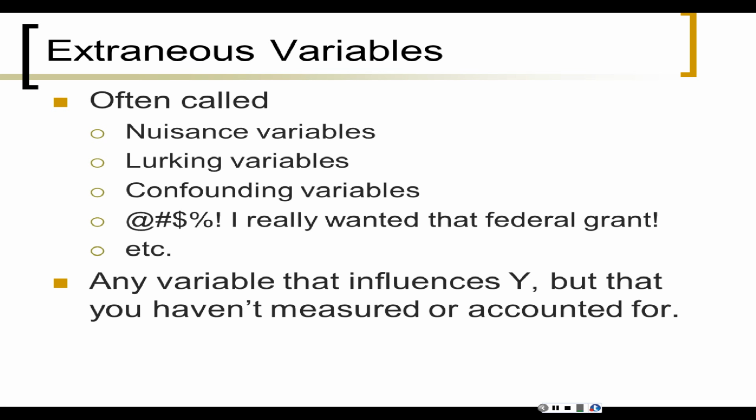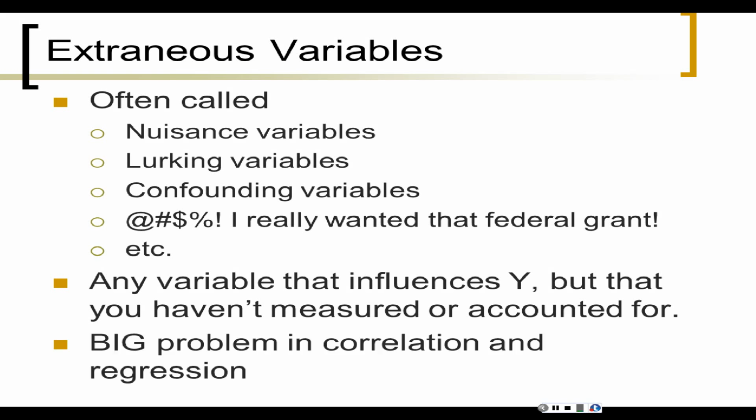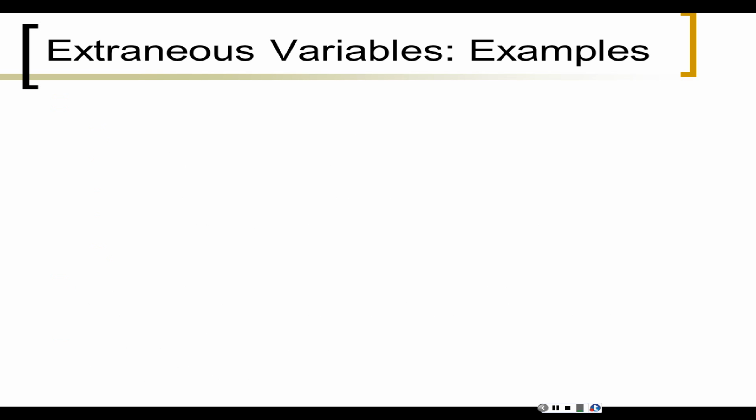And this means any variable that is influencing your dependent variable, your response variable, but that you are not aware of. These are the worst things. It's the unknown unknowns, the things that you don't know are influencing your data. These are a huge problem in correlation and regression analysis. Some people would suggest they're perhaps the biggest problem.